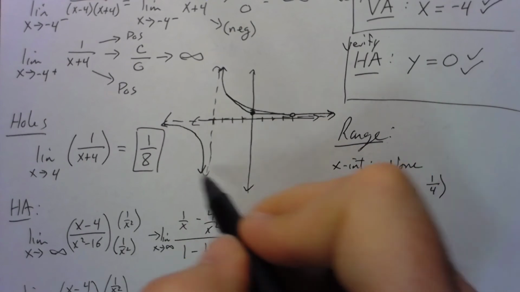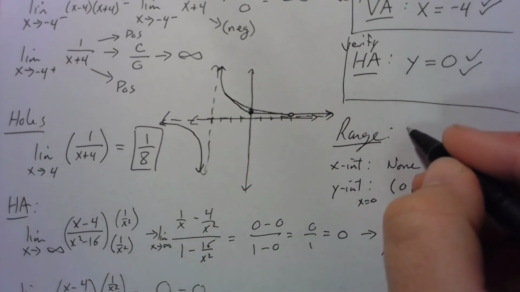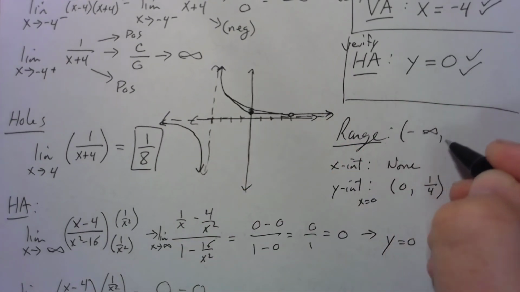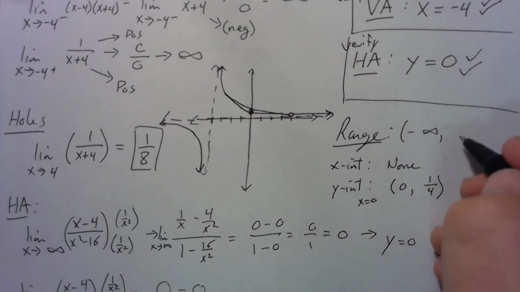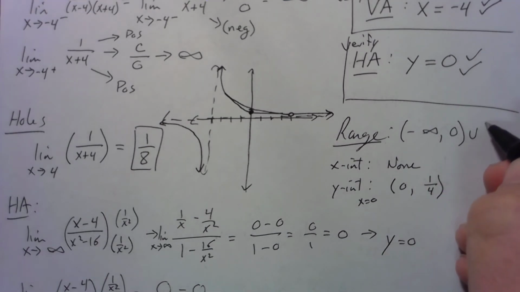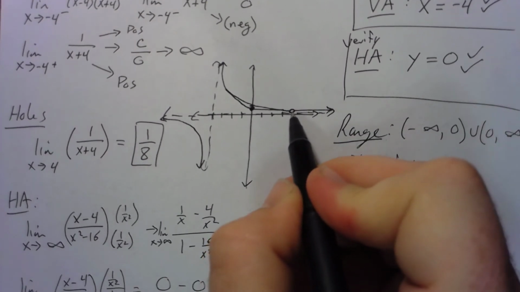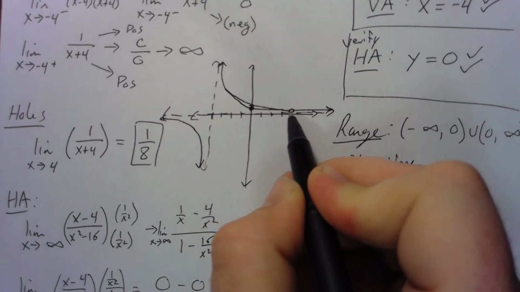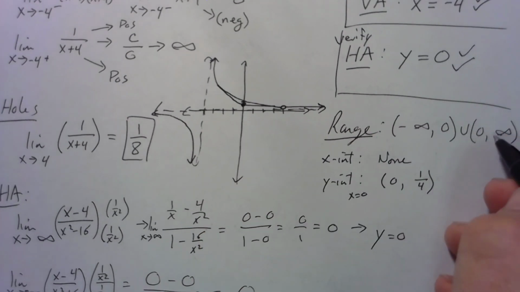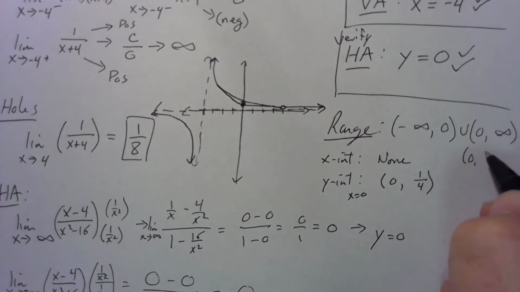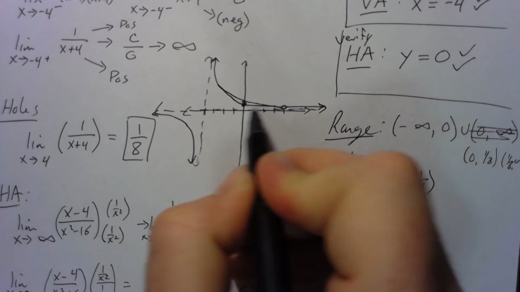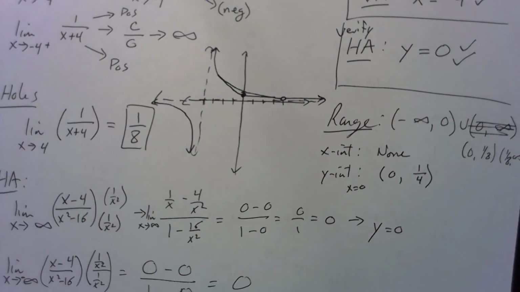And the range based on this information is all values from negative infinity to positive infinity except 0. So I'm going to go up to 0, put an open circle, go from 0 to positive infinity. And again, right here, you'll notice that there could be a break in this graph at x equals 4. So the range at that location should also be removed. So from 0 to 1/8, and then from 1/8 to infinity, because again there's a hole at this location, so that y value is not actually being obtained.